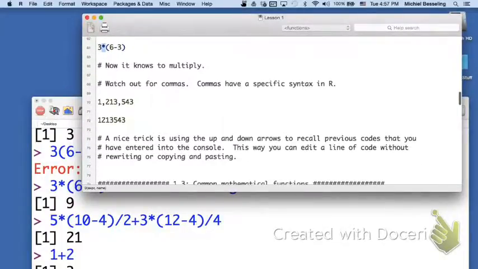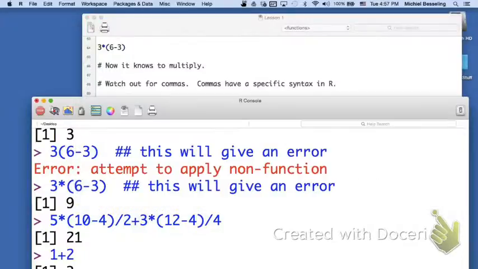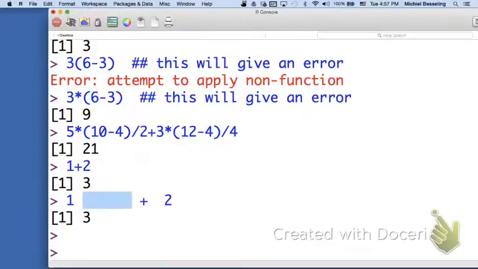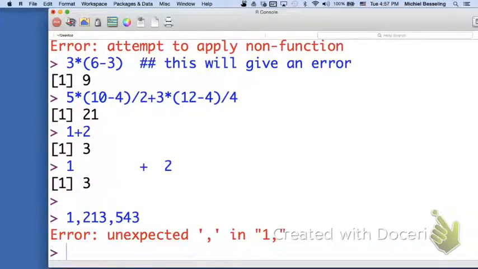Another thing to watch out for is commas. R has very specific meanings for commas. It usually separates what we call arguments inside a function. So something like the number 1,213,543, if I try to just paste this number into R, even though I'm not doing anything to this number, it's going to get mad at me.